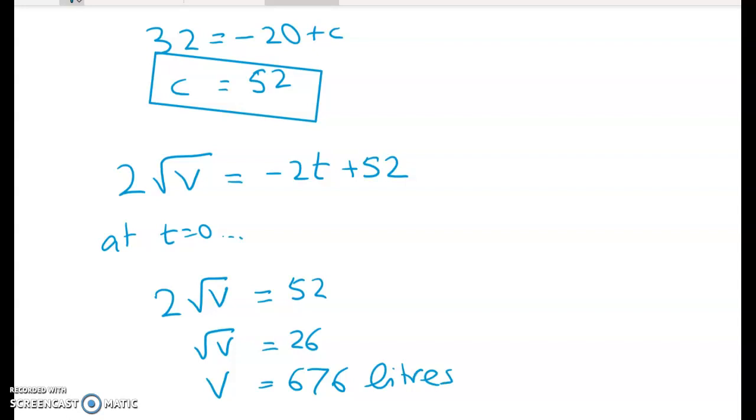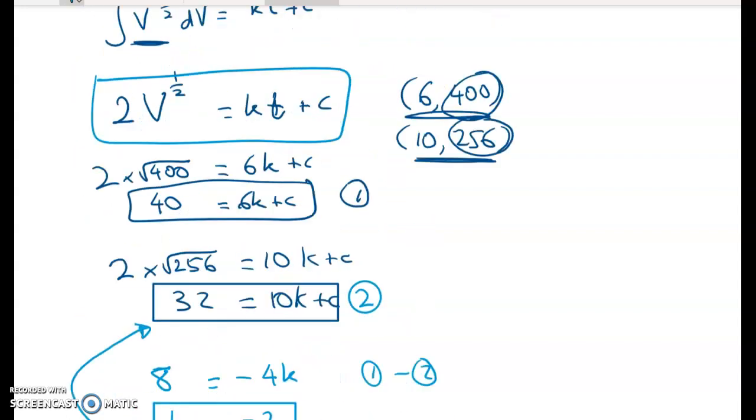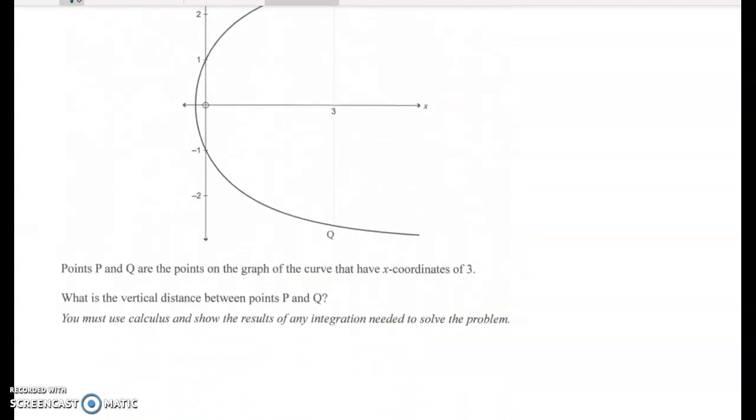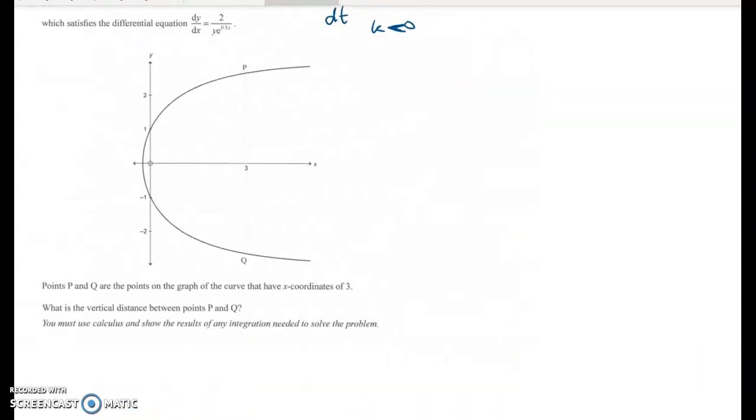I'm going to move on now to question 2E. Might have an interruption from the dog. We'll see how we get on. But let's read it through first.